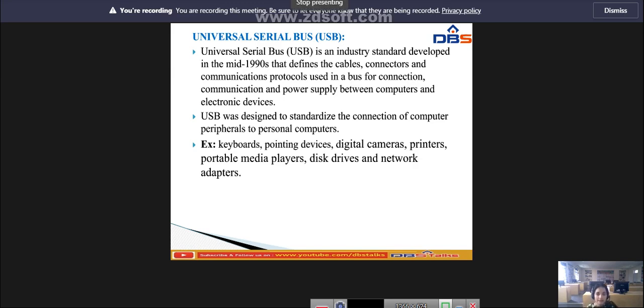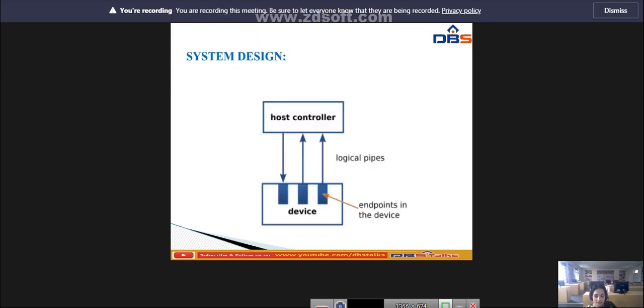Next I am having the system design. In this I am having the host controller and device. Between them I am having the logical pipes, and in the device rectangle I am having the endpoints in the device.